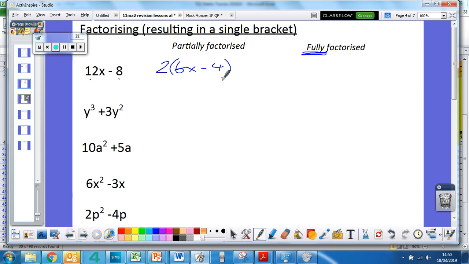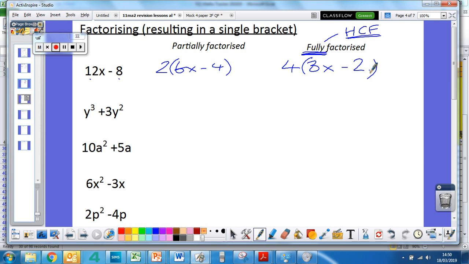To fully factorise, the key thing you're looking for here is the highest common factor. Now, in terms of numbers, look, the highest common factor of 12 and 8 is 4. 4 is the largest factor. So it's the 4 that you pull out of the brackets. You then have the brackets left over. Now, you've got to look at this and think, 4 times what gives me 12x? Well, 4 times 3x gives me 12x. And 4 times what gives me minus 8? Well, 4 times minus 2 gives me minus 8.